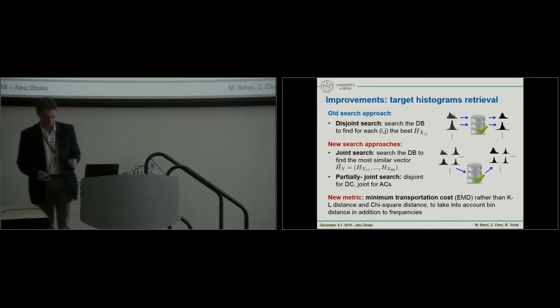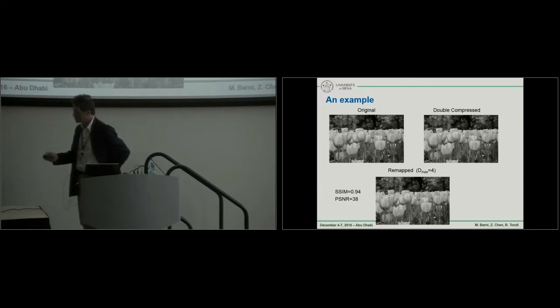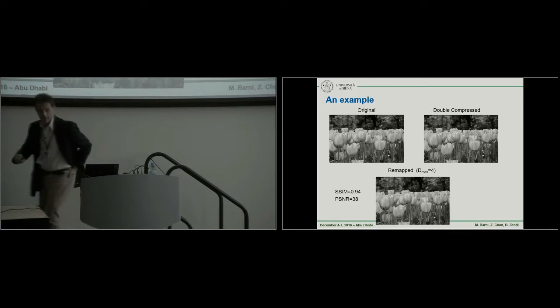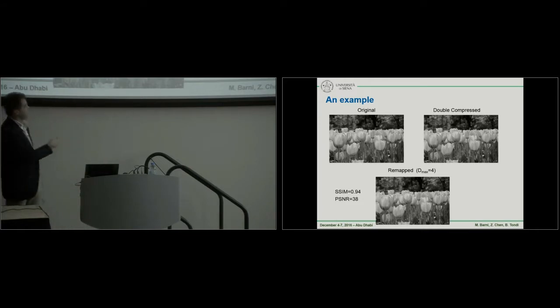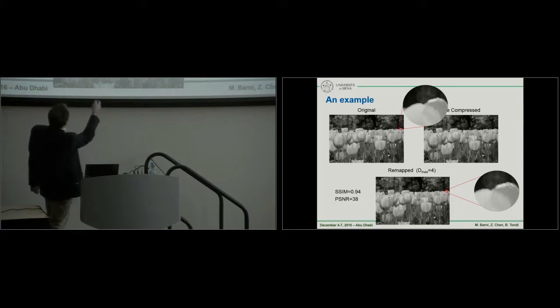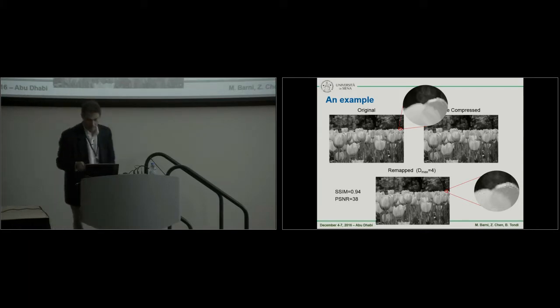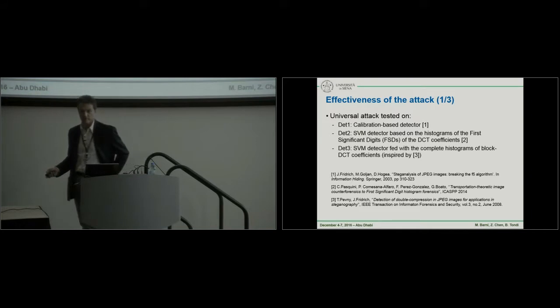As an example, this is an example of an attacked image. This is the original, this is double compressed, and this is the remapped. They look very similar. Indeed, they are. This attack is carried out with a maximum distortion equal to 4, and the PSNR is 38, but there is some attack. If you look at the zoomed version, this is the original, and here you see some artifacts that have been introduced as a result of the attack. This attack turns out to be very effective.